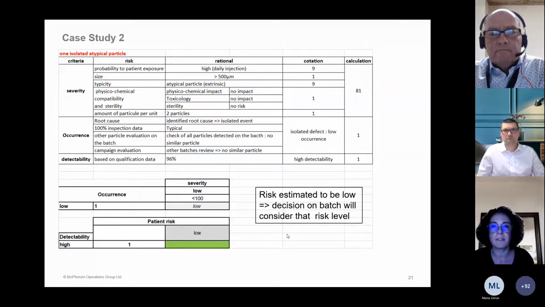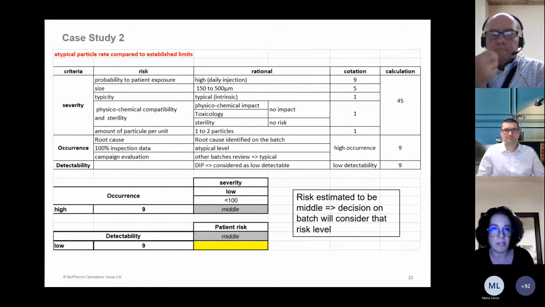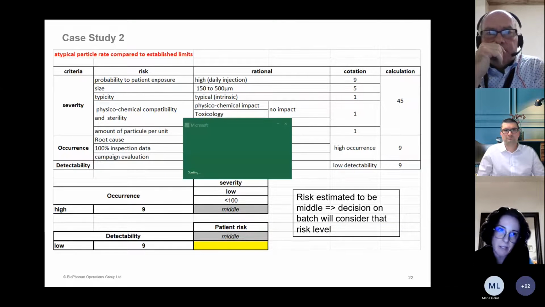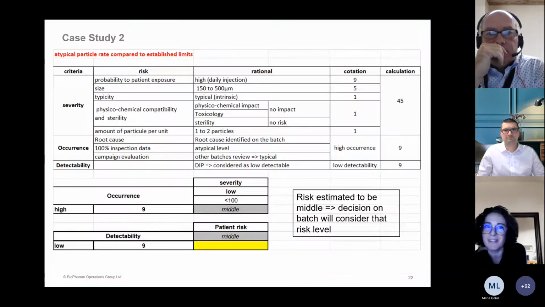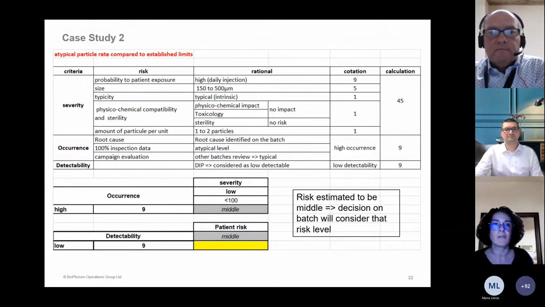So we could apply that on different types of events. I have another case study that is similar to the previous one. Here it is exactly the same principle, but the entry point was an atypical particle weight. So we had an atypical particle weight for a typical particle.